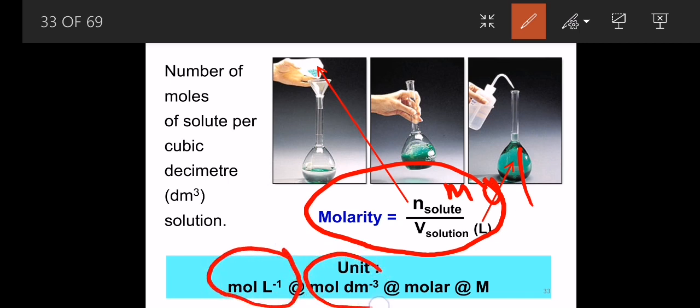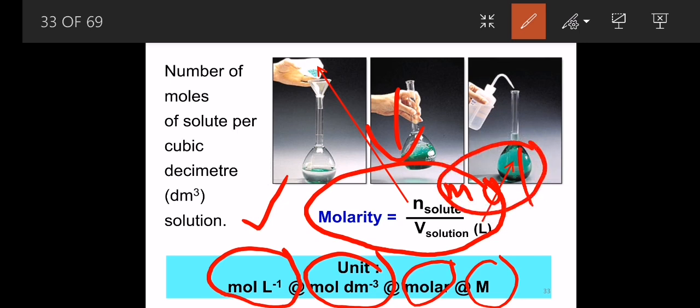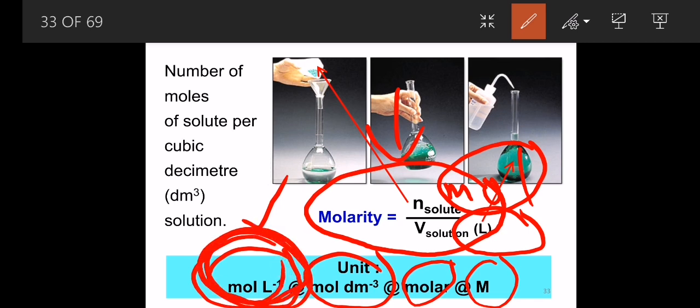Or mole per dm cube, or just molar, or bigger M. But I suggest you all to use mole per liter. Why? Because based on the equation here, mole over here means why below, the volume of solution is in liter, right? So mole per liter. I suggest you all use this unit.